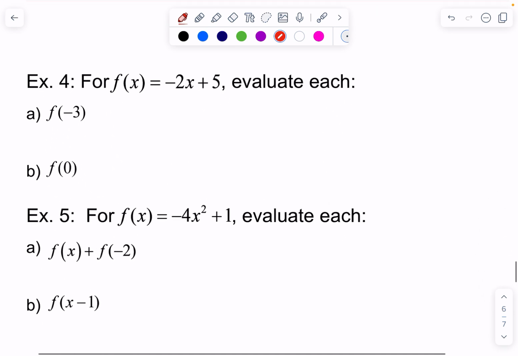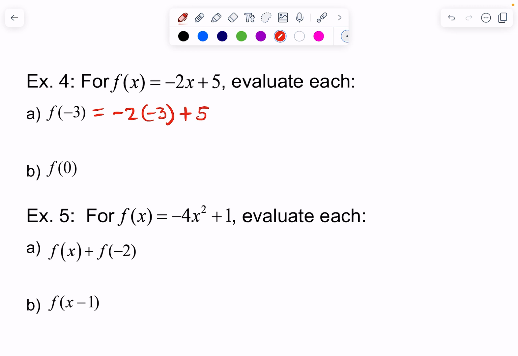Okay, now let's go ahead and practice some plugging in here. Find f of negative 3. Well, f of negative 3 means that I'm going to replace every x with a negative 3. So my function here is f of x equals negative 2x plus 5. f of negative 3 would be negative 2 times negative 3, which is what I'm replacing the x with, plus 5. So that's 6 plus 5, which equals 11. So f of negative 3 equals 11. What does that mean? That means that when x is negative 3, my y, or my f of x, is 11.